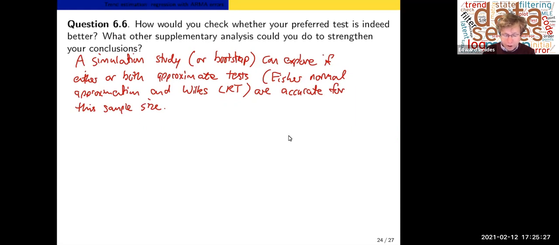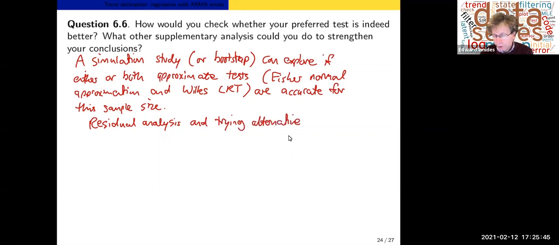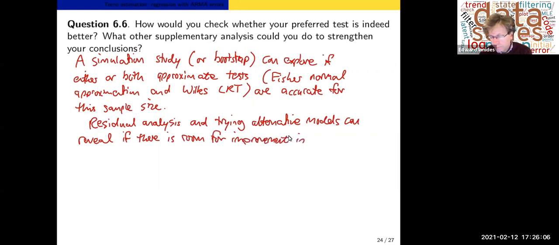If you want to check the model, residual analysis and trying alternative models can reveal if there is room for improvement in the model itself.